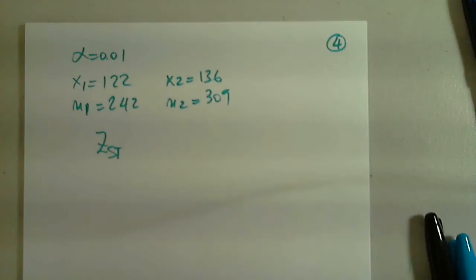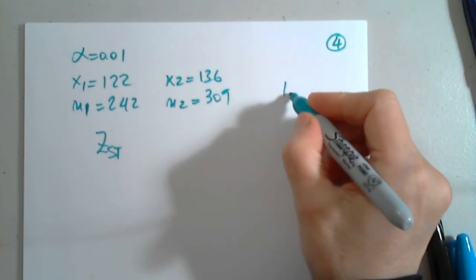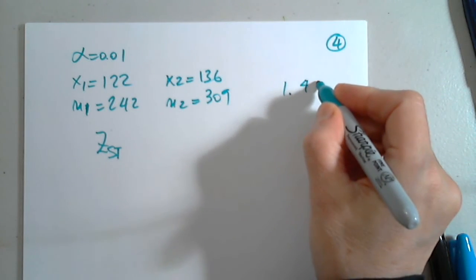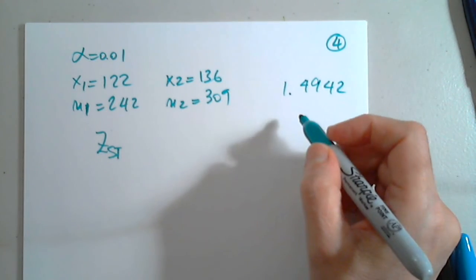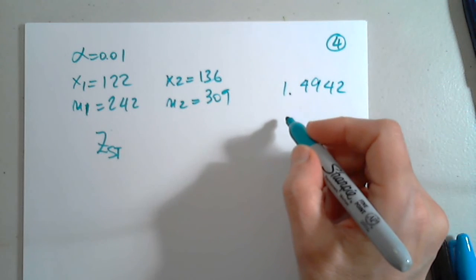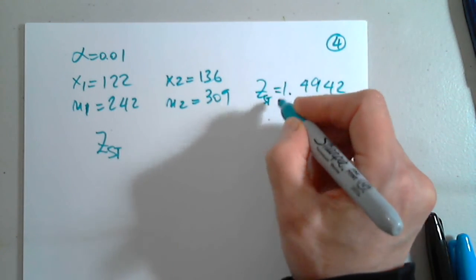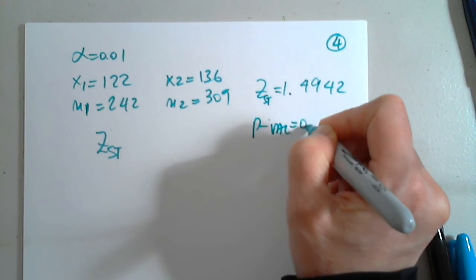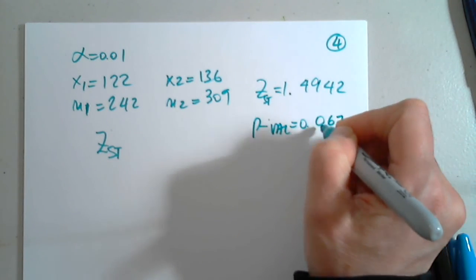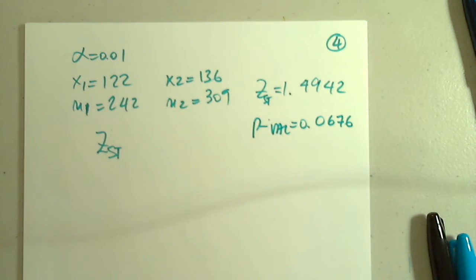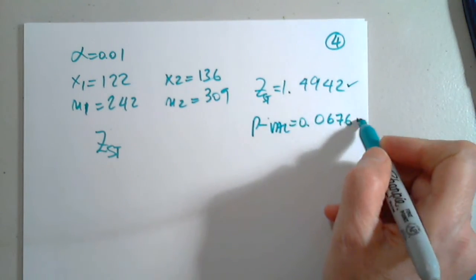Okay, so for Z, I have 1.4942. Do you need more or just for this one? And the p-value is 0.06755. Good. I got the same thing. Of course. Me too.